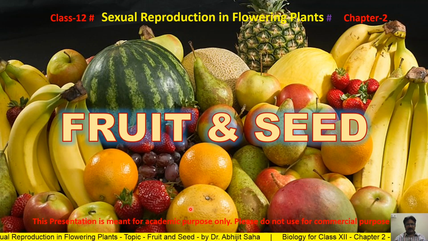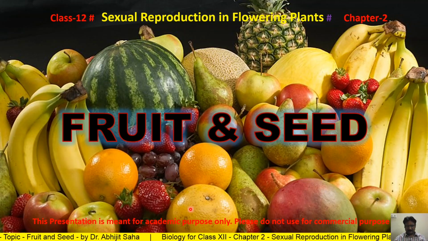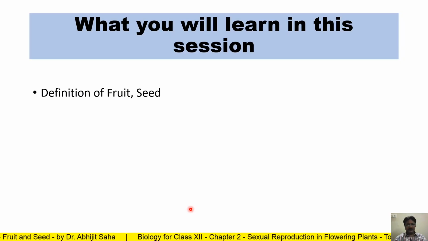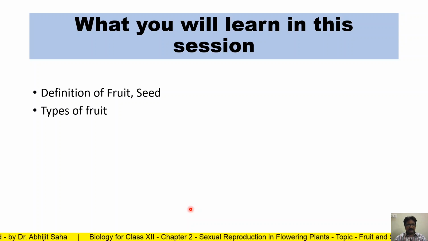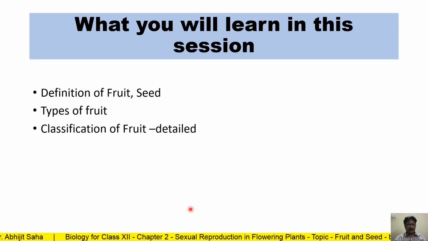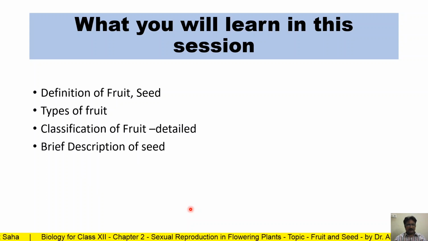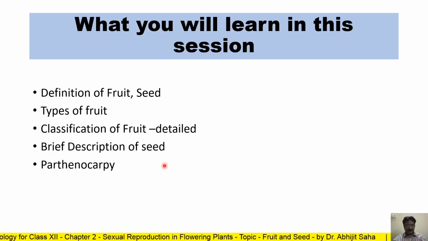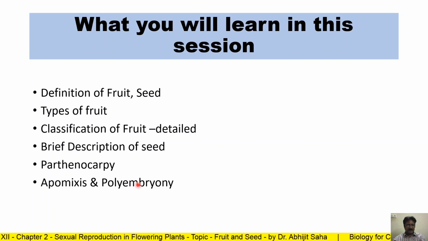Today we'll be discussing chapter 2 of class 12, that is sexual reproduction in flowering plants. Today's topic is fruit and seed. In this session we will learn the definition of fruit and seed. We'll learn the different types of fruit, classification of fruit. We'll learn the description of a seed. We'll learn the definition of parthenocarpy, apomixis and polyembryony.